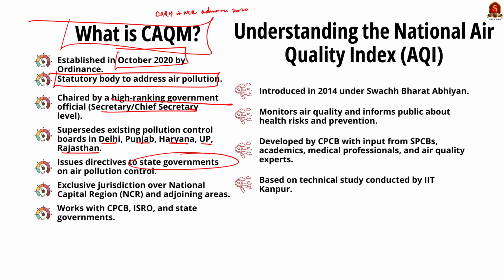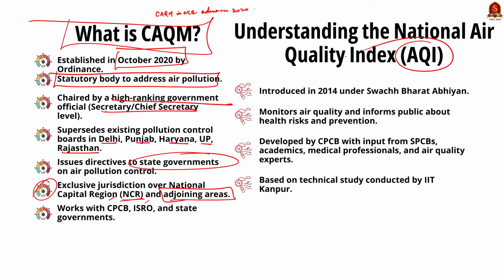See, it has exclusive jurisdiction over the NCR, including the areas in Haryana, Punjab, UP and Rajasthan in matters of air pollution, and CAQM is working with CPCB and ISRO in matters to deal with the air pollution. Now, let us understand about the second concept, Air Quality Index.